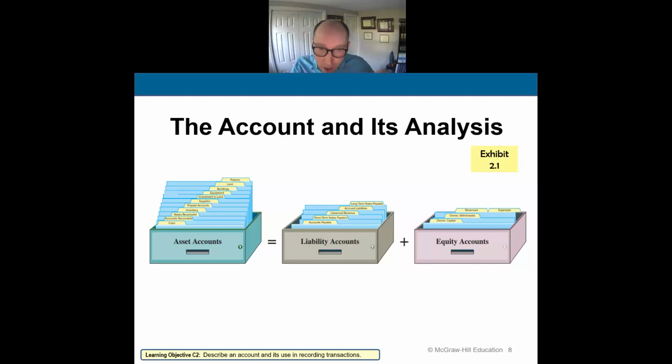Short-term notes payable is the current portion of the long-term debt. I'll say that again. Short-term notes payable is the current portion of the long-term debt. In other words, if I have a 5-year loan, the first year of that 5 years is the current portion. I need to pay that current portion within 12 months. Make sense?